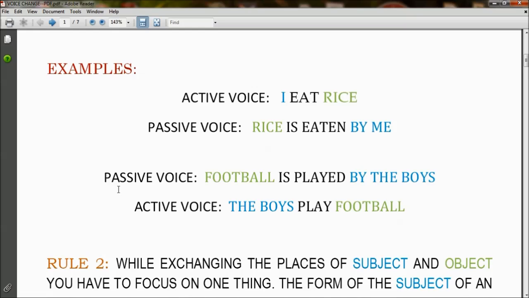In another example, in passive voice, football is played by the boys. In active voice, it becomes the boys play football. So here, football is the subject of passive voice, which becomes the object of the active voice, and by the boys, which is the object of the passive voice, has become the boys, which is the subject of the active voice.